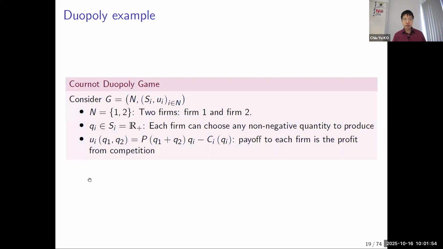Once we know that, then we can go directly to the example. Consider the case of 2 firms. Then N is just 1 and 2. And here we make the case they can produce whatever quantity, right? So it's a real line, okay? And allow only positive, and including 0, so non-negative.